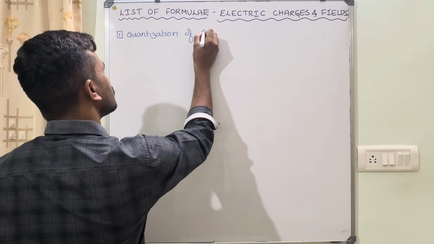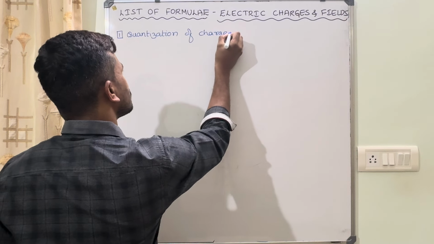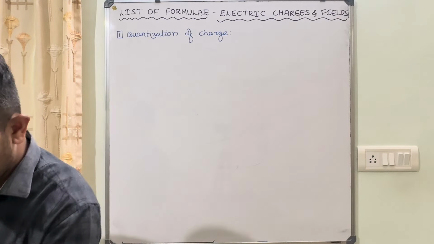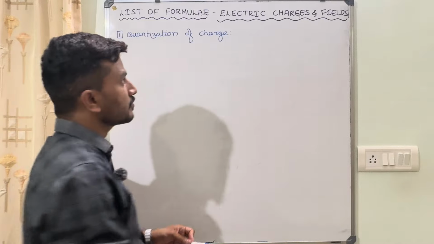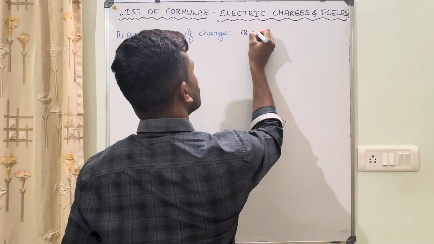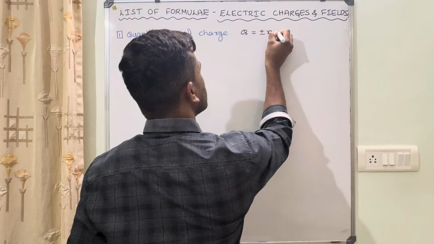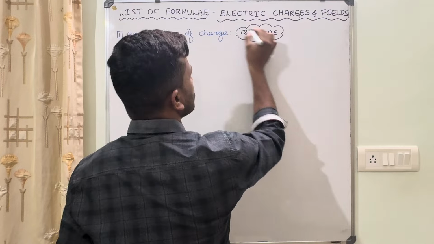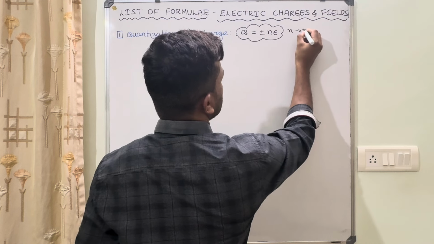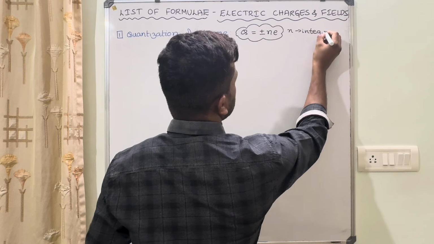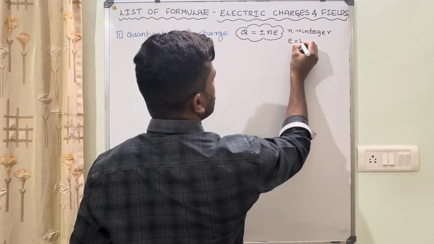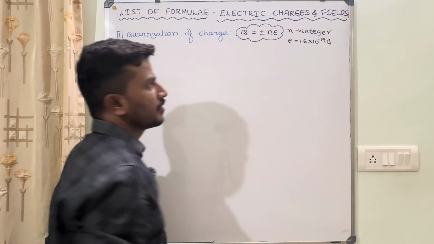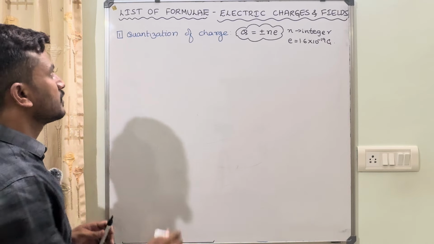Quantization of charge, we have Q is equal to plus or minus NE, where N is an integer, and E is the basic charge, that is 1.6 into 10 to the power minus 19 Coulomb. Okay, that is the first formula.